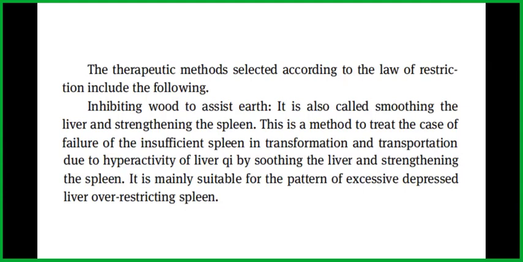The therapeutic methods selected according to the law of restriction include the following. Inhibiting wood to assist earth. It is also called smoothing the liver and strengthening the spleen. This is a method to treat the case of the insufficient spleen failing in transformation and transportation due to hyperactivity of liver qi by soothing the liver and strengthening the spleen. It is mainly suitable for the pattern of excessive depressed liver over-restricting spleen.